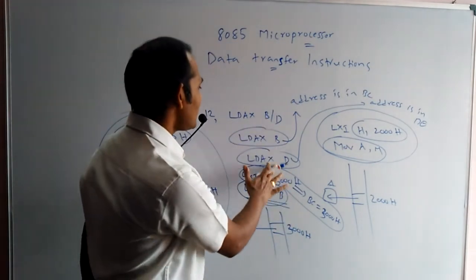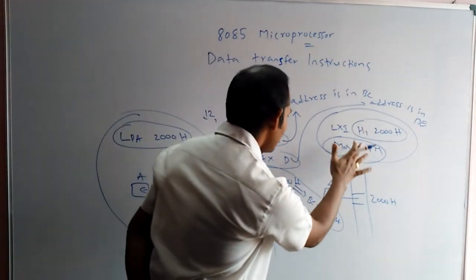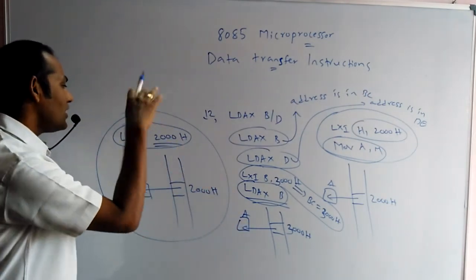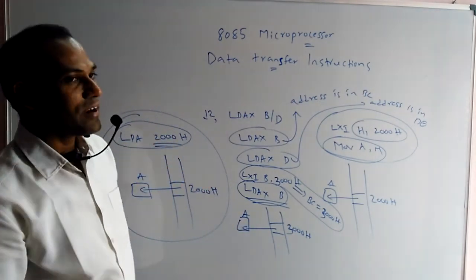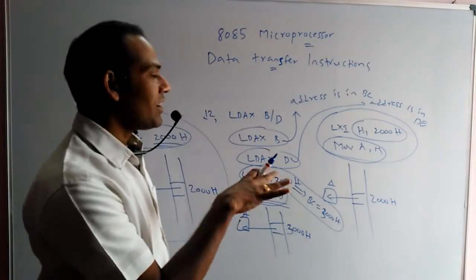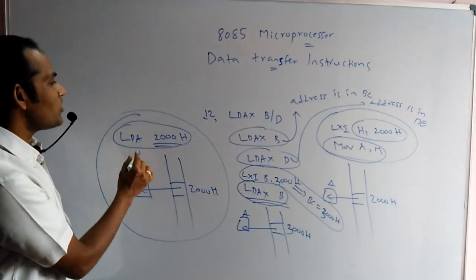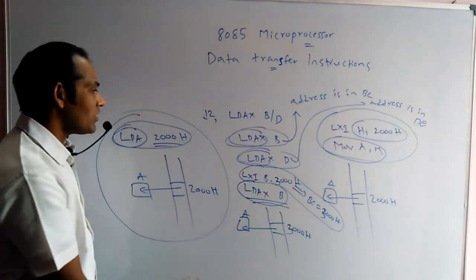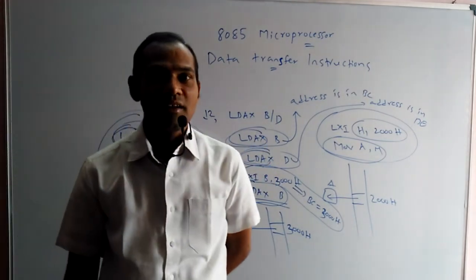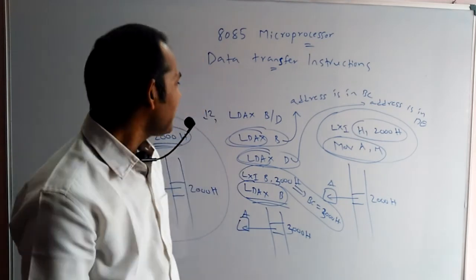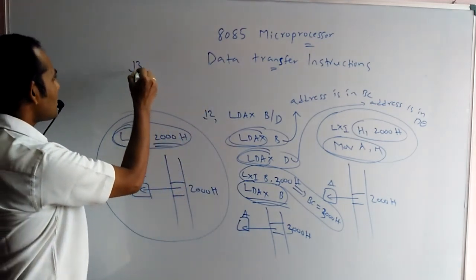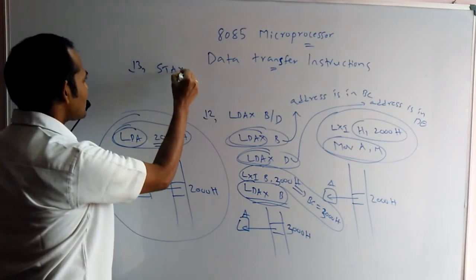Here the address is in BC, here in DE, here in HL, whereas in the LDA instruction the address is in the instruction itself. Finally, if you observe all these instructions, the destination is the accumulator. These are all with respect to the accumulator. That's about LDAX.